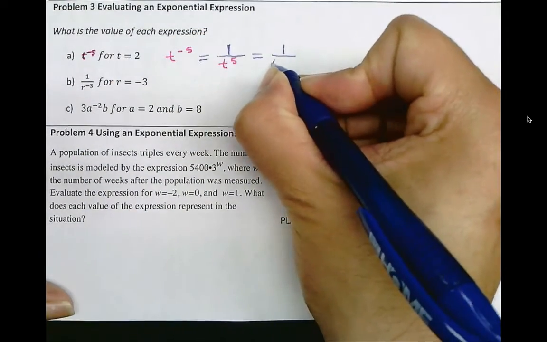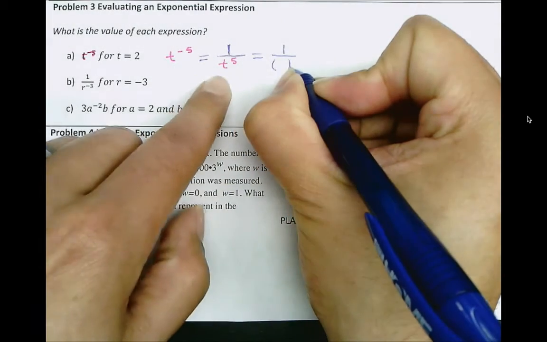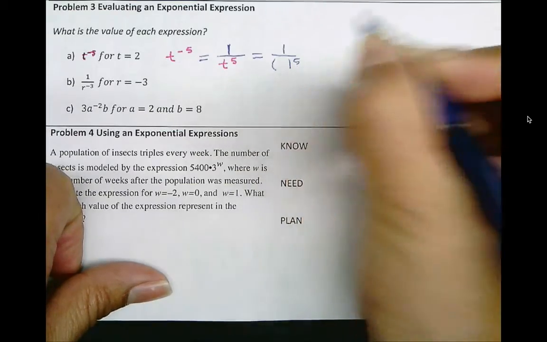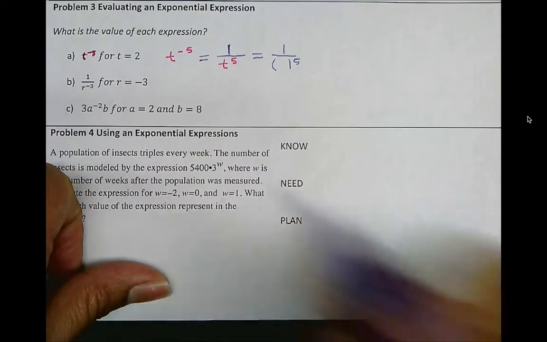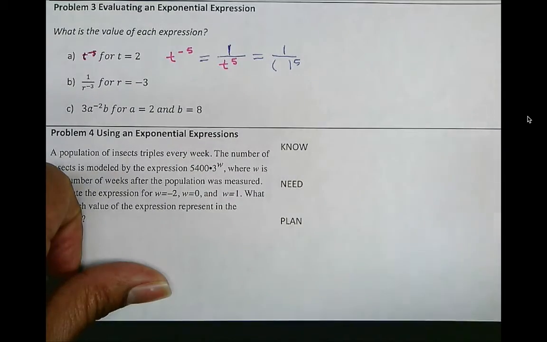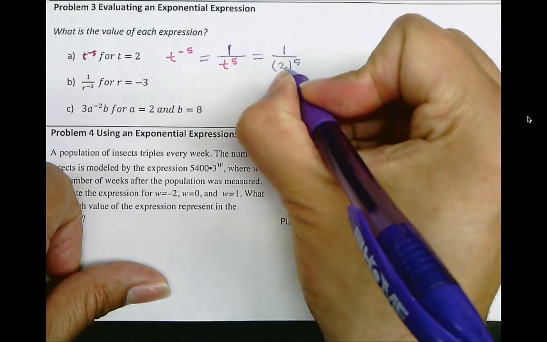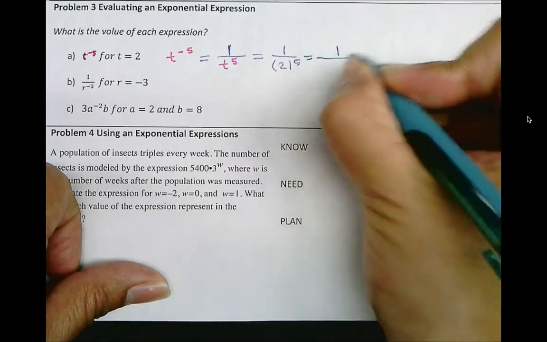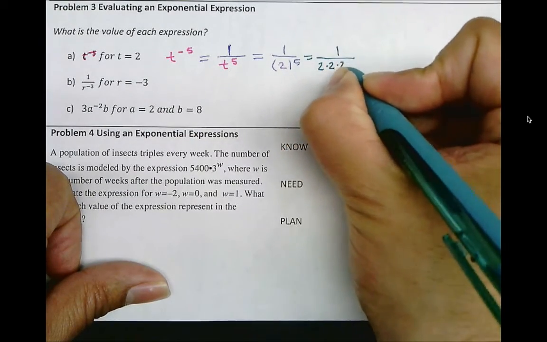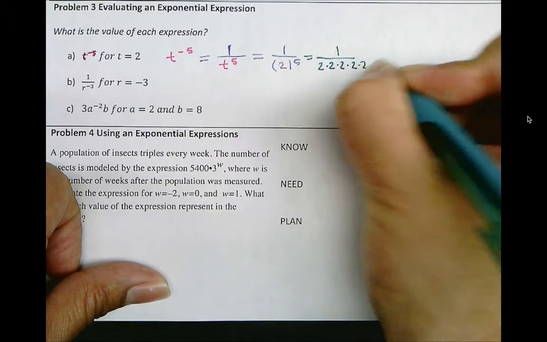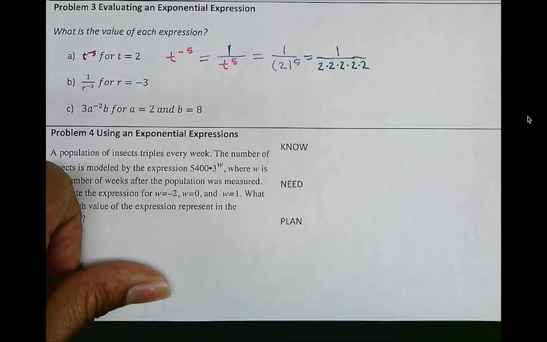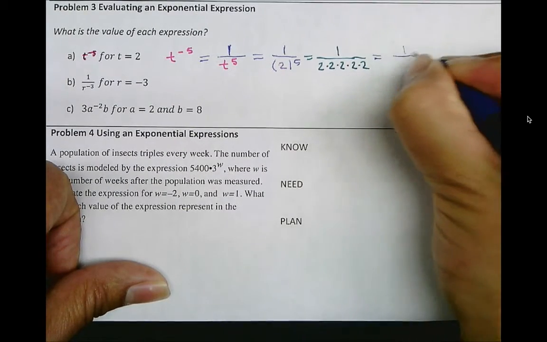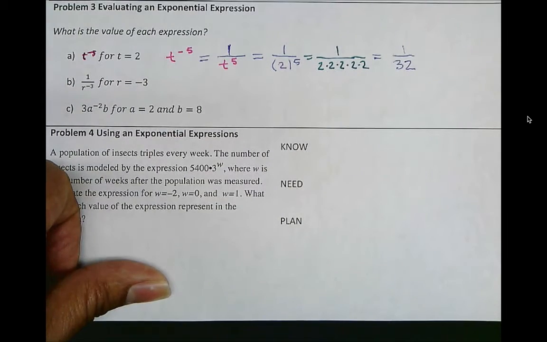Now, I always suggest replace the variable, in this case the t, with a set of parentheses, and then we'll plug in our value. So what are we plugging in for t? We are plugging in this 2. So let's replace that with the 2, and now we can expand to determine our final answer. So this is 2 times 2 times 2 times 2, a total of 5 2's, and when you finish multiplying those out, you should get 32. So we get 1 over 32.